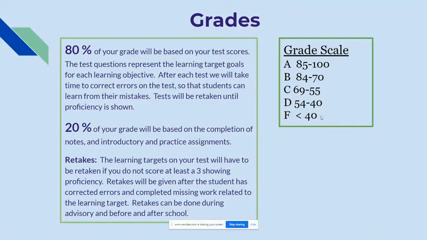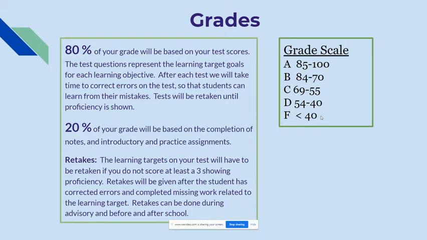80% of your grade is based on our test scores. Tests are broken up into learning targets, and the goal is that we have proficiency on each learning target. If we don't, tests will need to be retaken until proficiency is shown. 20% of the grade is based on completion of notes, introductory activities, and practice assignments.